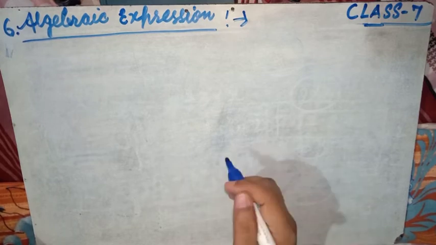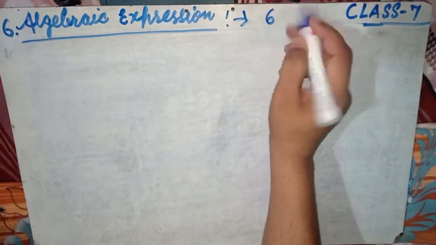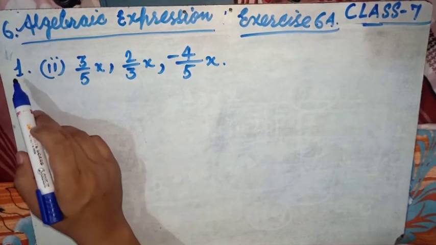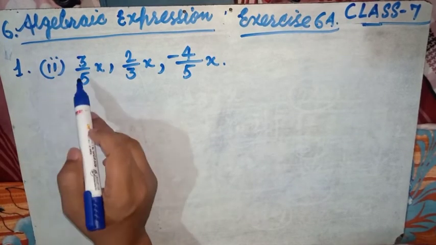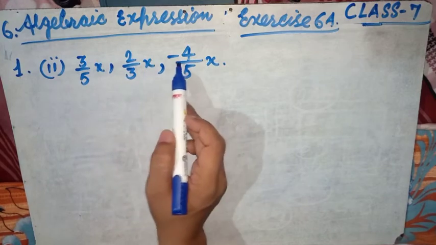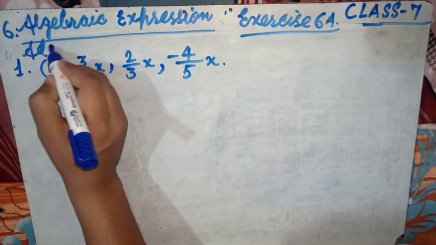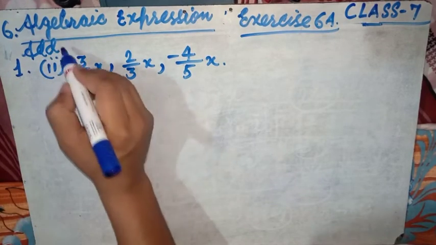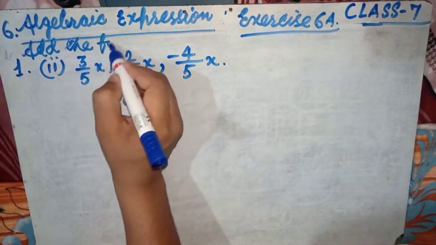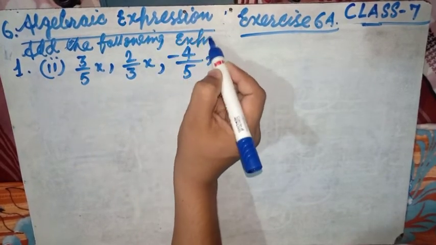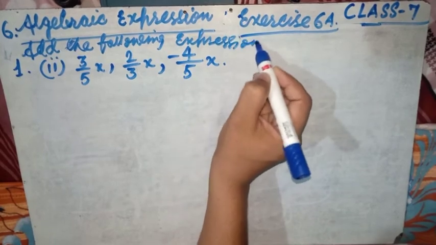Okay, now let me start solving the exercise problems. Your exercise is 6a. Okay, now see friends, we have taken question number 1, sub question second: 3 by 5 x, 2 by 3 x, minus 4 by 5 x, and the question says add the following expressions, which means we have to add.